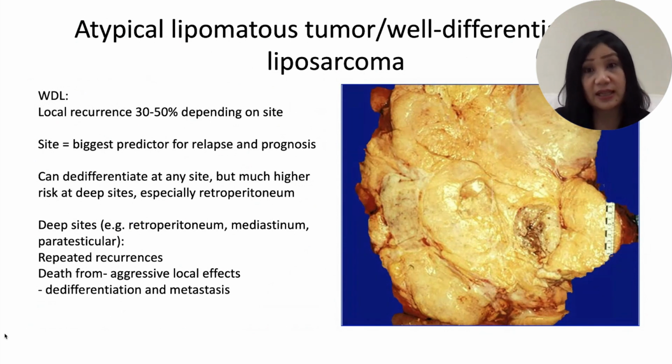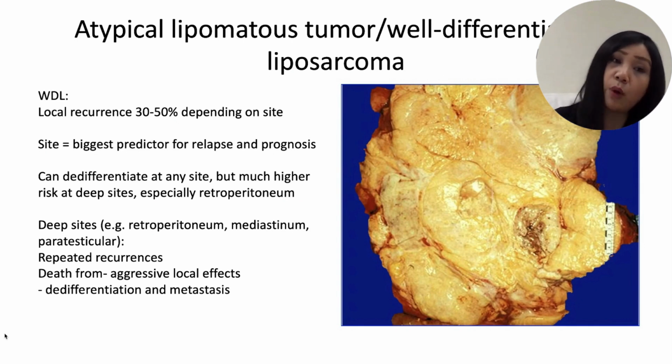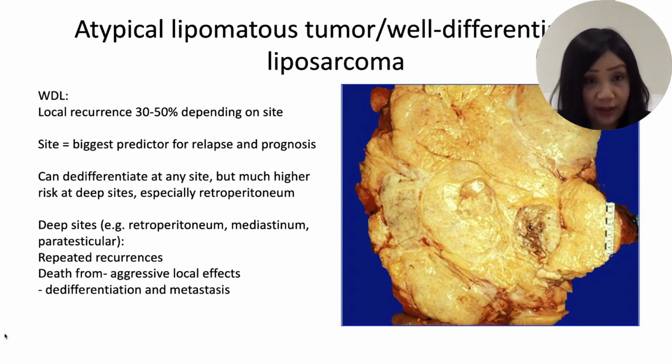So we can imagine that if this is located on extremity sites where these are easy to monitor, the chance of local recurrence, or the chance of dedifferentiation, is much lower than in a site such as the retroperitoneum, abdominopelvic sites. So well-differentiated liposarcoma can dedifferentiate at any site, but there is a much higher risk of this in deep sites, particularly the retroperitoneum.